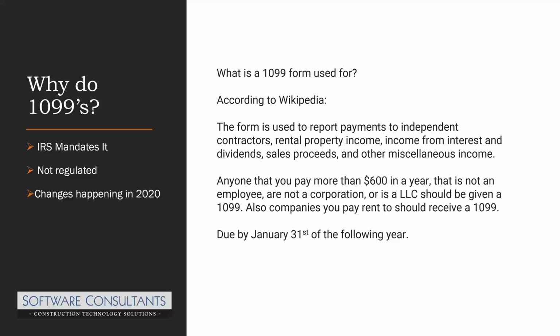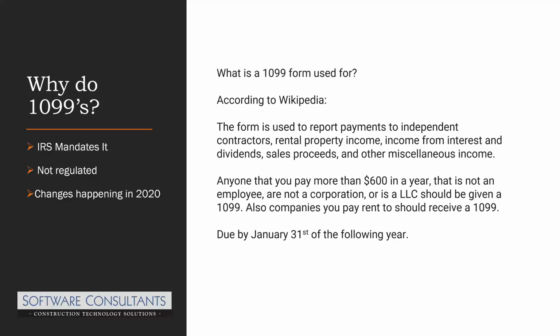A lot of people miss out on that one, which we'll get a little bit into, as there isn't a lot of regulation with the IRS for 1099s. Normally, and in the past, they've always been due by January 31st of the following year. So you've got about 30 days to get your stuff together and get them moving forward.